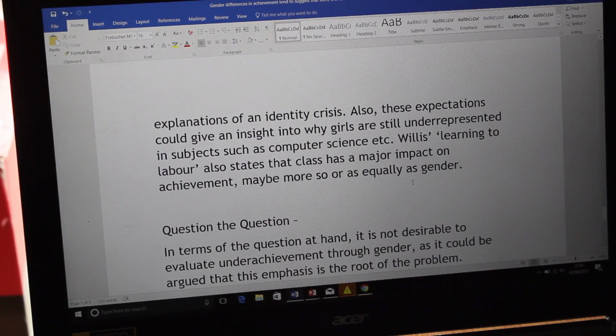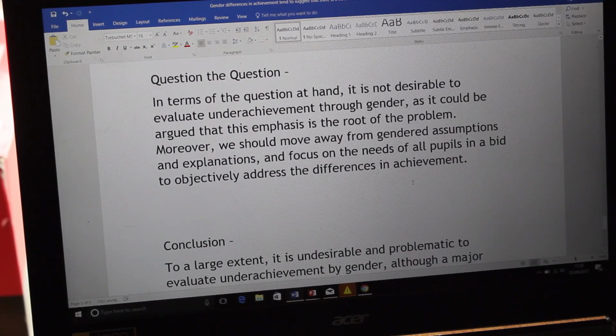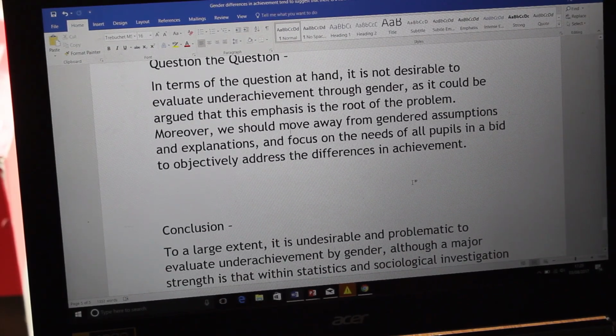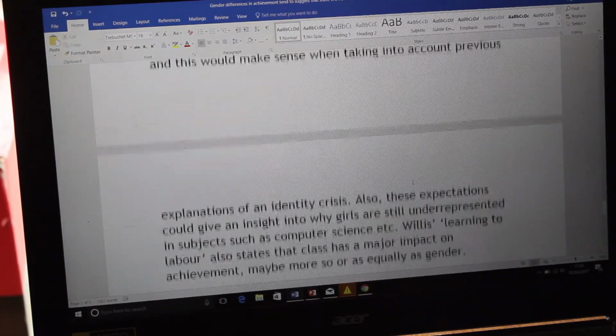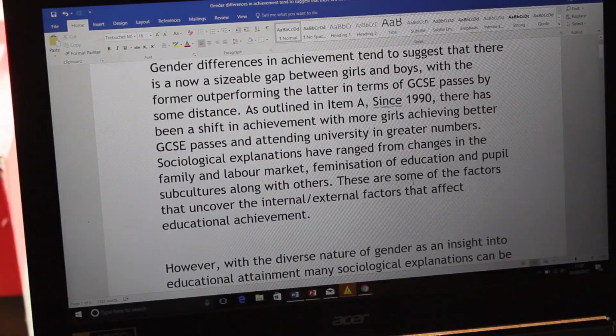Again, this structure here was given to my school by an AQA conference, so it is the one that's been suggested by the exam board. And again, I'll leave a link to this essay so you can read through it in your own time.